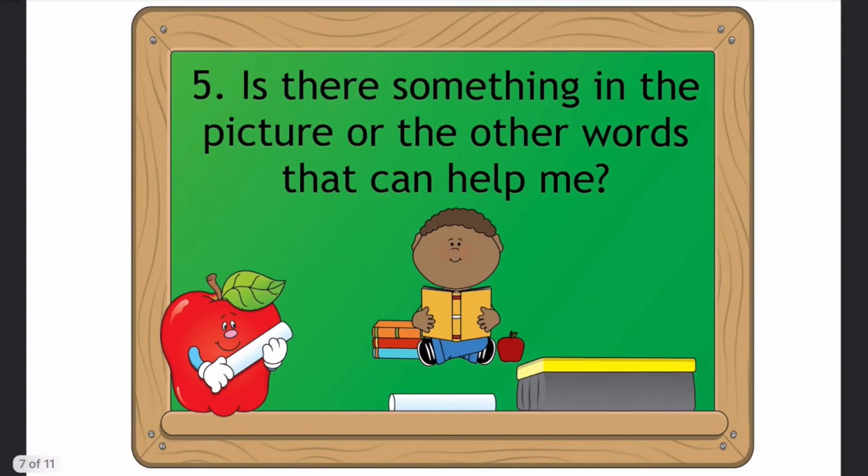And finally, number 5. In order to answer, is there something in the picture or the other words that can help me? You should look at any pictures that may be available to give you clues. And also, you can look at the other words in the passage and ask yourself, are there other words that describe what is happening that can give me any clues? And now that we know how to ask and answer questions, let's try some examples.